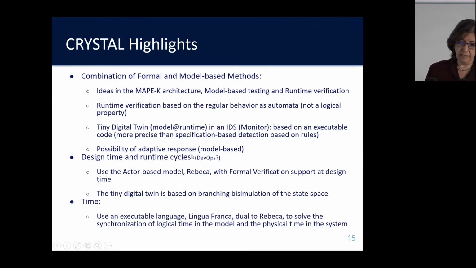We also have design time and runtime cycles together. So we use our actor-based model, Rebeca, with formal verification support at design time. And then we build this tiny digital twin based on a branching by simulation of the state space. And we are respecting time constraints. We use an executable language, Lingua Franca, which is kind of dual to Rebeca for us, to solve synchronization of logical time in the model and the physical time in the system. And you will hear about Lingua Franca later when Sarush gives his talk.